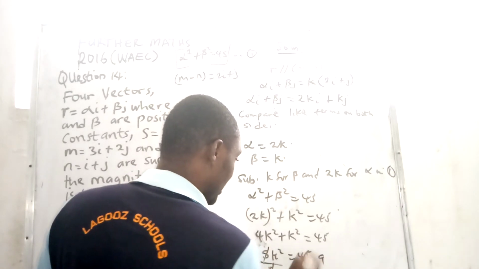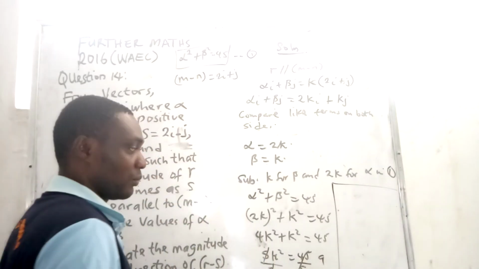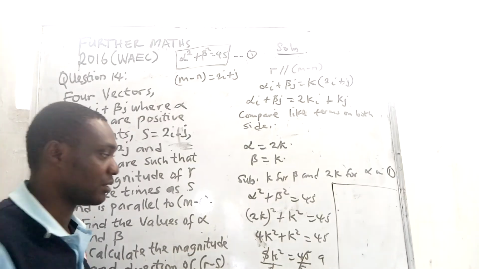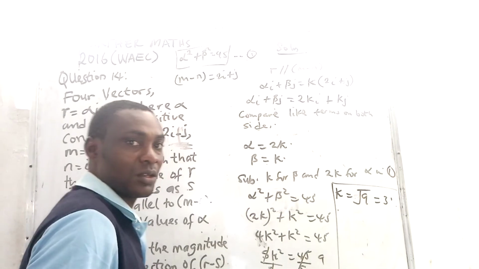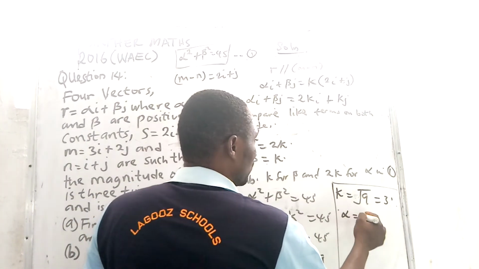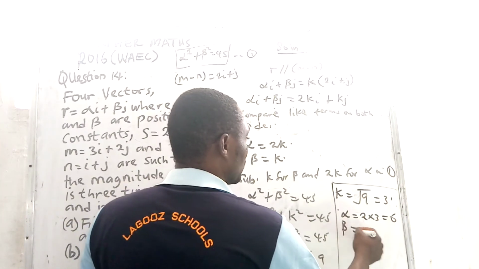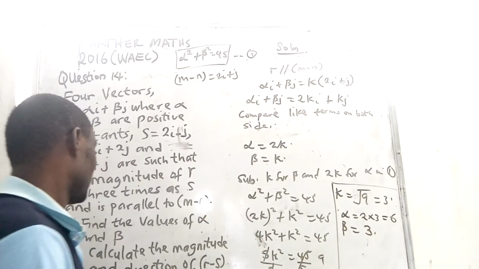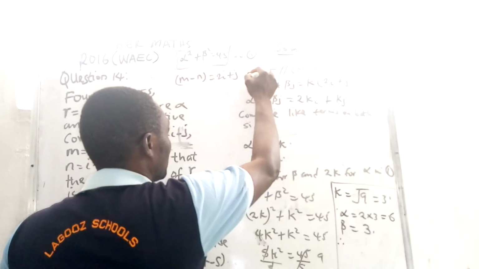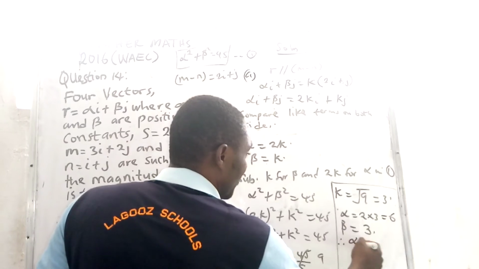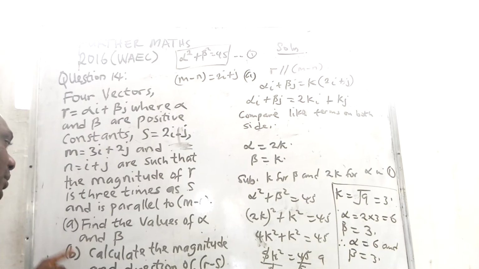which is 9. Now we're going to get the positive value of k only, because we are told that alpha and beta are positive values. So k is equal to square root of 9, which is equal to 3. So therefore, alpha equals 2 times 3, which is 6, and beta is equal to 3. So that answers the first part, A. Therefore, alpha is 6 and beta equals 3.